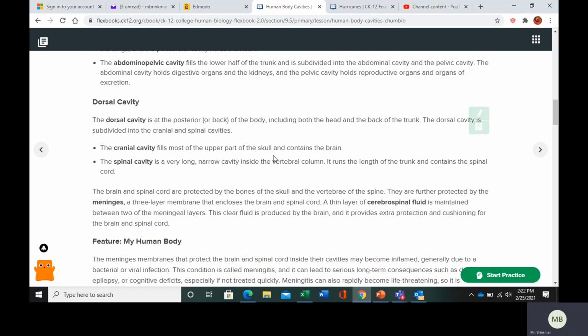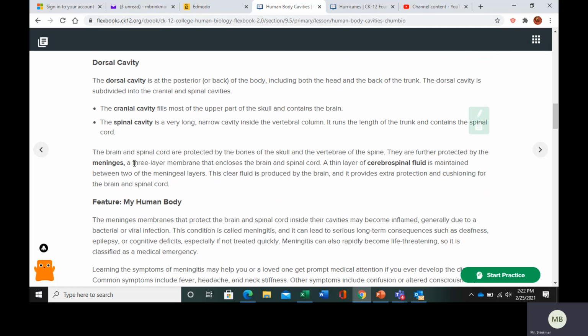So the brain and spinal cord are protected by the bones, but they are also protected by membrane layers known as meninges. There's a thin layer of cerebrospinal fluid present between two of these layers. This fluid, cerebrospinal fluid, is produced by the brain, and it gives a little bit of extra protection and cushioning for the brain and the spinal cord.